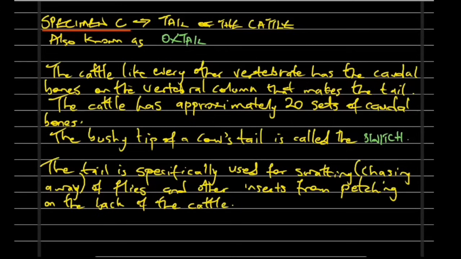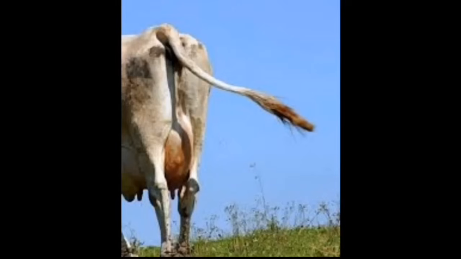Looking at this now, we'll be able to understand what we are talking about. So this part here is what I'm talking about. This is the tail. This part here is what I refer to as the switch. So it makes use of this to swerve on the back to chase off insects and flies that are perching on the back. That is basically what it is.